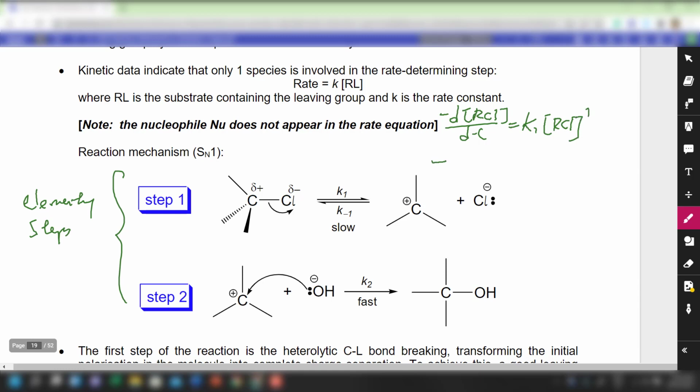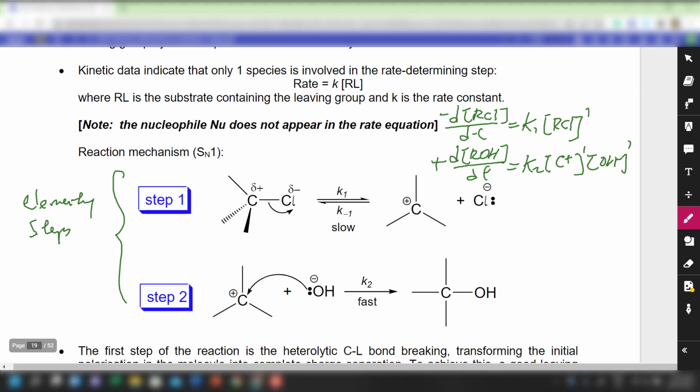Okay, the rate of formation of the product, which is the alcohol, is simply equal to K2 multiplied by the concentration of the carbocation raised to the power 1 and the concentration of the nucleophile raised to the power 1. This is what we can do for elementary steps. We can write out the rate equation directly for every single one of the steps.